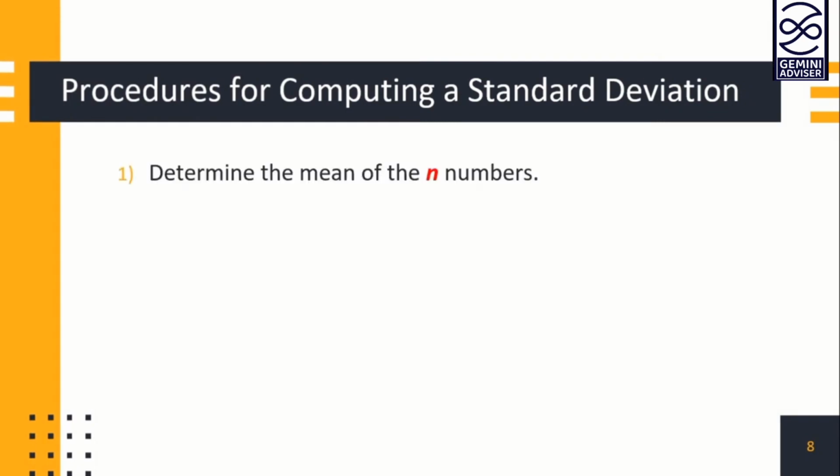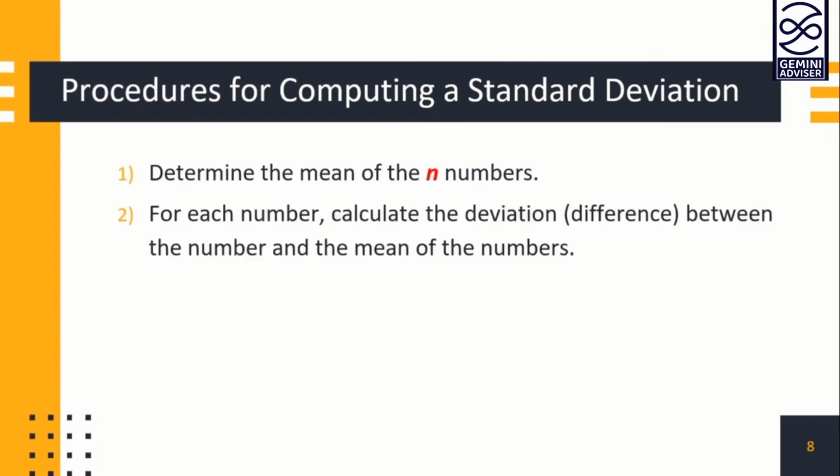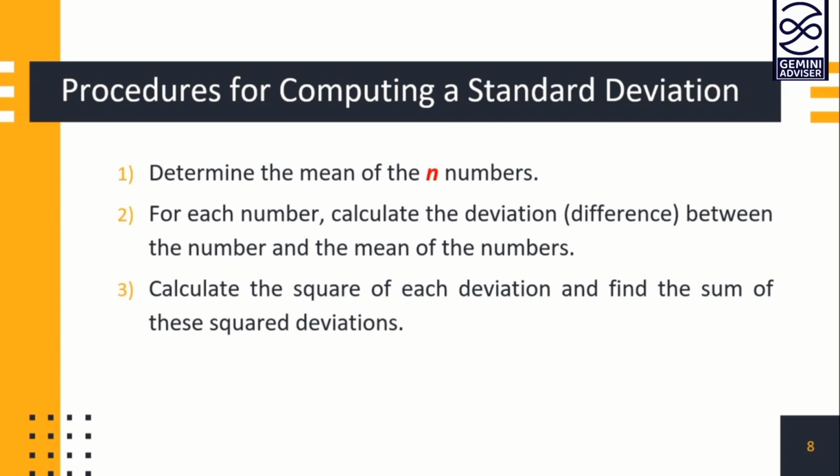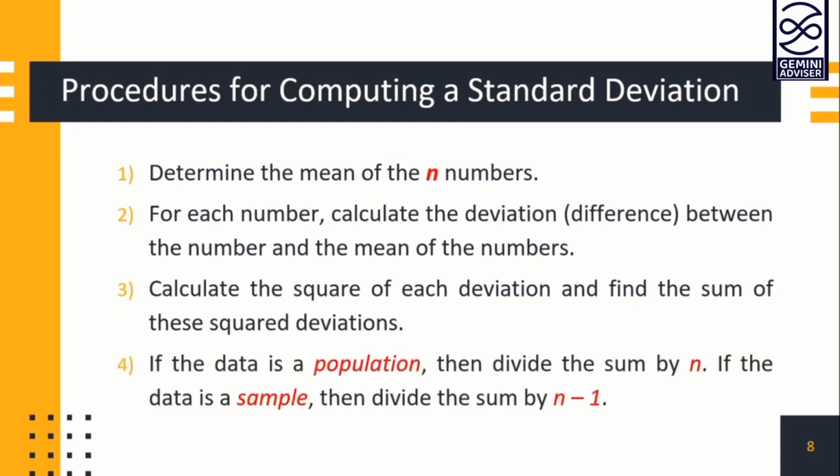These are the procedures for computing standard deviation. First, determine the mean of the n numbers. Second, for each number, calculate the deviation, or the difference between the number and the mean. Third, calculate the square of each deviation and find the sum of the squared deviations. Fourth, if the data is a population, divide the sum by n. If the data is a sample, divide the sum by n minus 1. And lastly, find the square root of the quotient in step number 4.